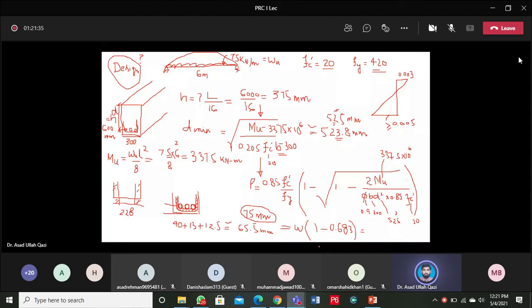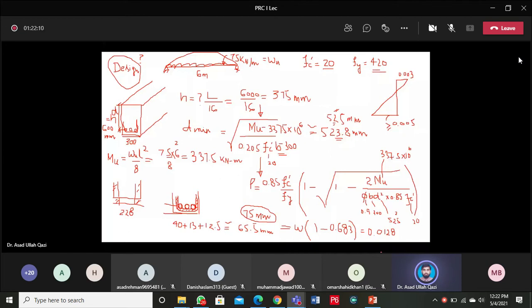And let me know. Sir, the complete value is 0.0128. Good. 0.0128. So at this stage there is one very important cross check.